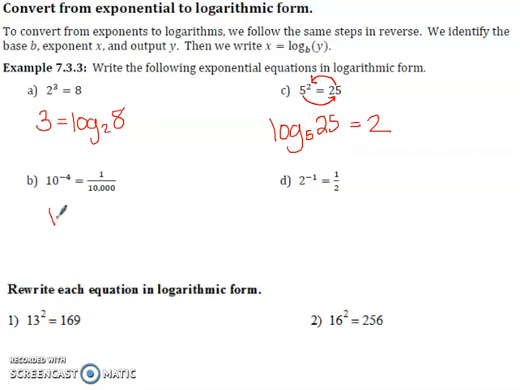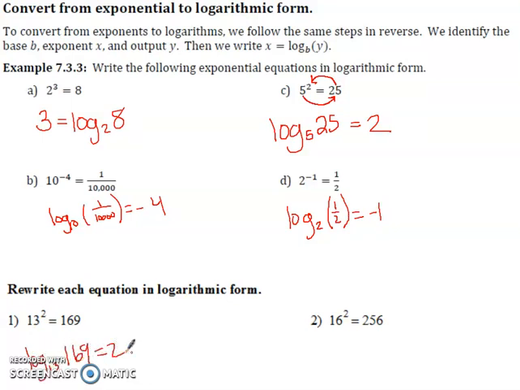In B, I should have log base 10 of 1 over 10,000 is negative 4. Here I've got log base 2 of 1/2 is equal to negative 1. Log base 13 of 169 is equal to 2. And log base 16 of 256 is 2.